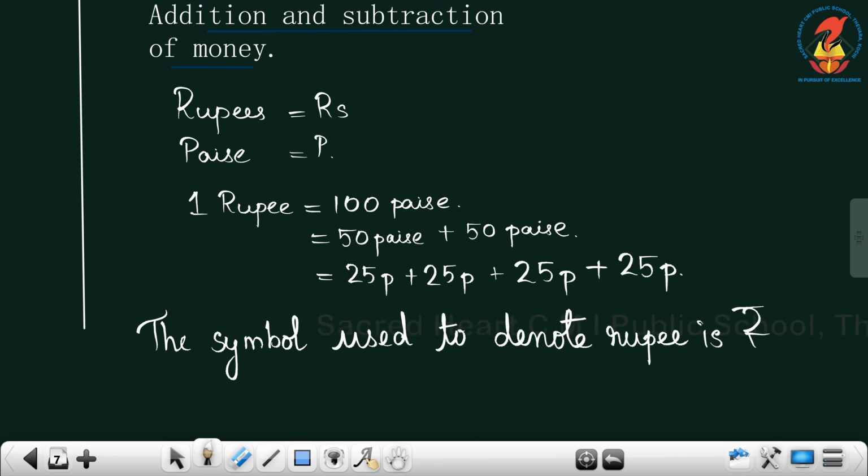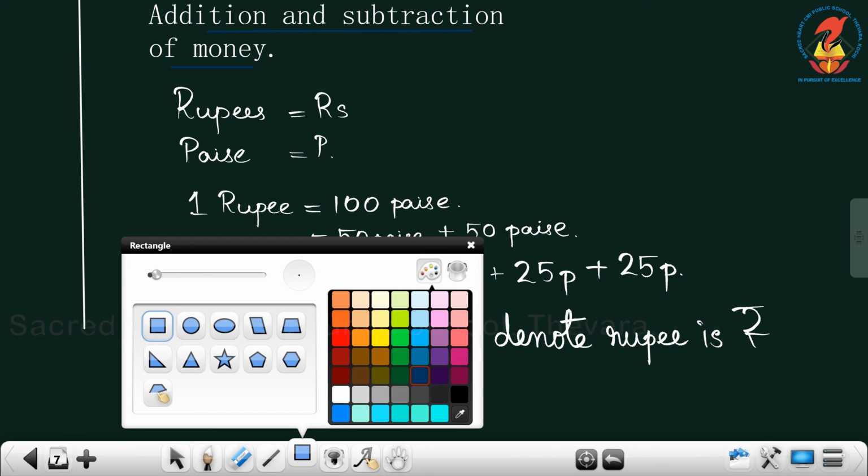This is the symbol we use to note the rupees. Okay.